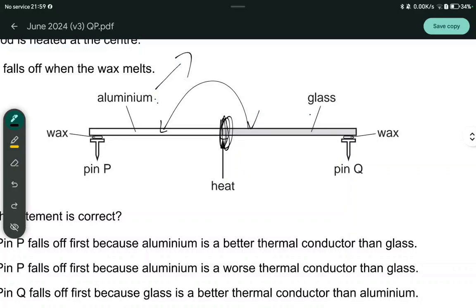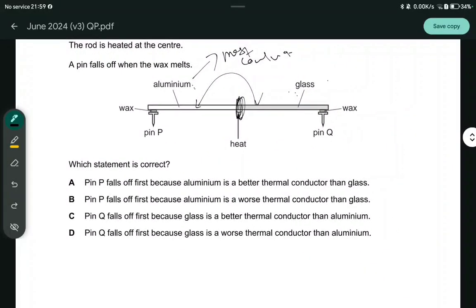But remember that most metals, if not all metals, are good conductors. So before I even read the question, I know that aluminum is going to be a better conductor than glass. So let's read the question. Which statement is correct? The pin P falls off first because aluminum is a better thermal conductor than glass. Exactly what I said. So this has to be the solution. But we'll just read everything else. Pin P falls off because aluminum is a worse thermal conductor than glass. This is wrong. The other two are wrong, so we're not going to read those.